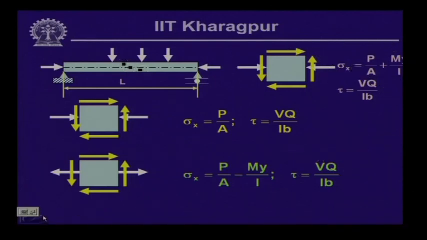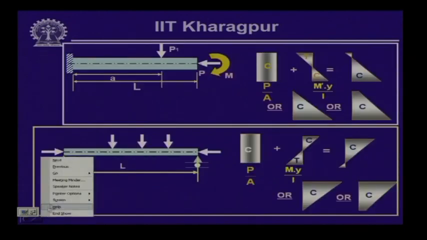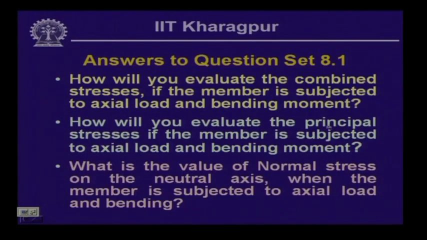If you look at the second question which we have, how will you evaluate the principal stresses if the member is subjected to axial load and bending moment? Now, as we have seen in the first one, when you have the axial load and the bending moment, we can compute the values of the normal stress. Axial will give you the direct normal stress and bending will give you the normal stress in terms of compression and tension with respect to the neutral axis, and you can calculate the resulting normal stresses, and individually you can calculate the shear stress from the shear formula, which is V q by I b.